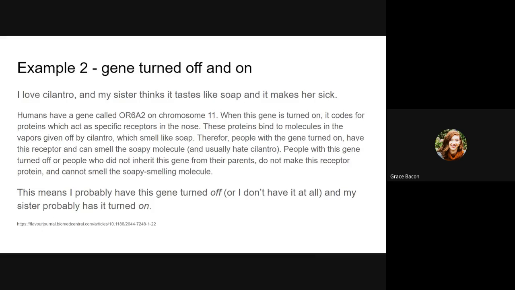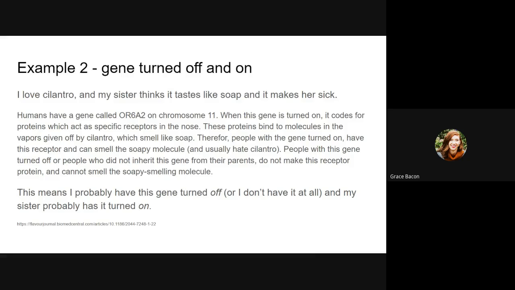Here's another example. I love cilantro, and my sister thinks it tastes like soap, and it makes her feel sick. So this is another example with another real gene. So humans have a gene called OR6A2, and it's on chromosome 11. When this gene is turned on, it codes for proteins which act as a specific receptor in the nose. So this is the trait, right? The receptor.